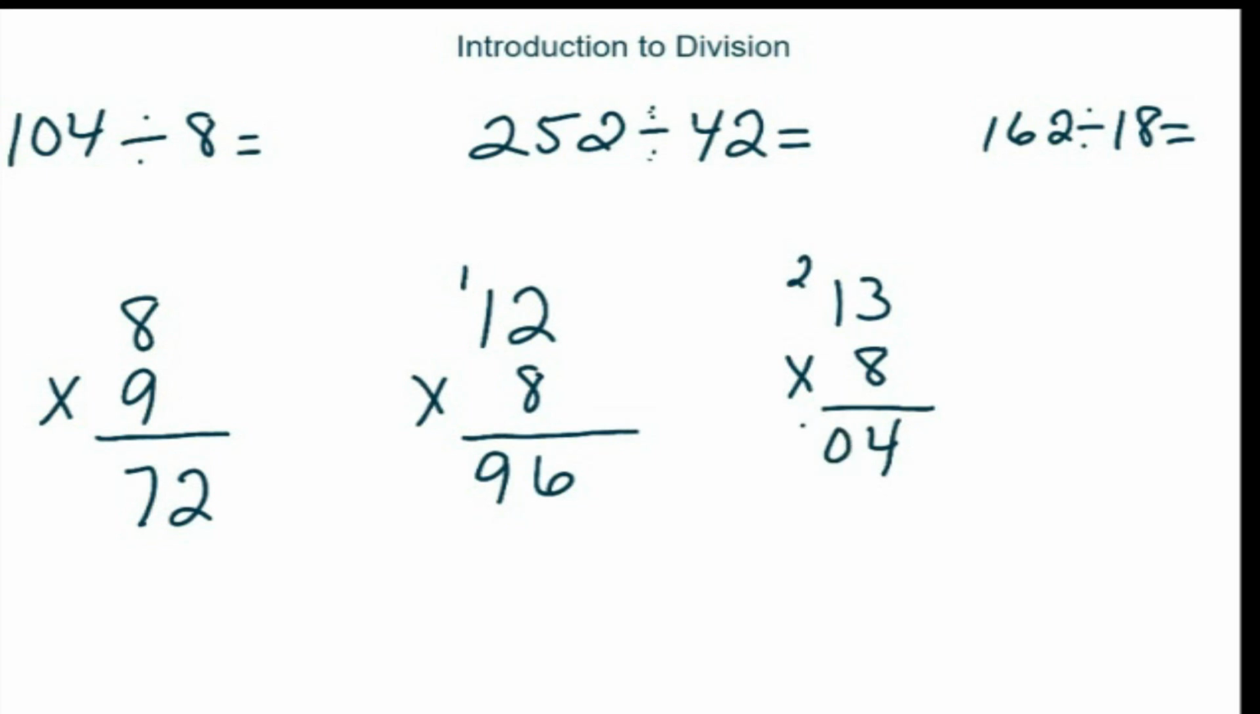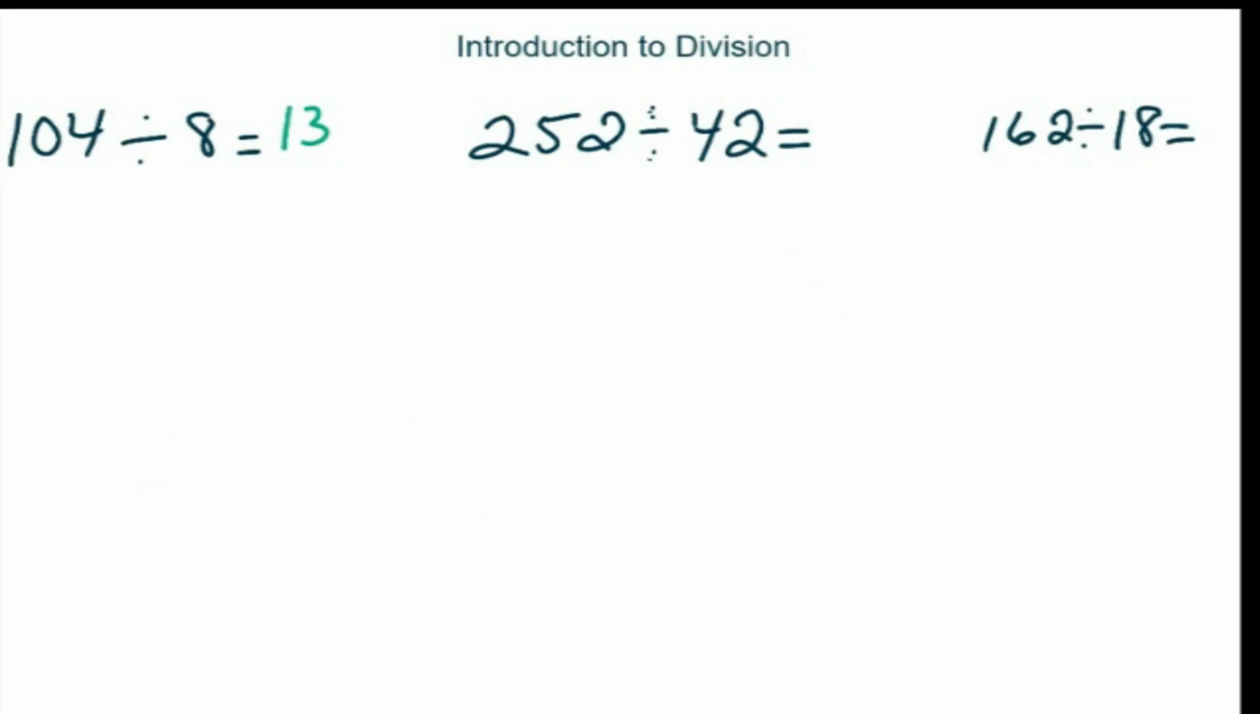Okay, 13 times 8 is 104. Because 8 times 13 gives us 104, that means that 13 is the number we're looking for. Okay, so 13 is our answer to this division problem. 13 times 8 is 104. Therefore, 104 divided by 8 equals 13. 8 goes into 104 13 times.